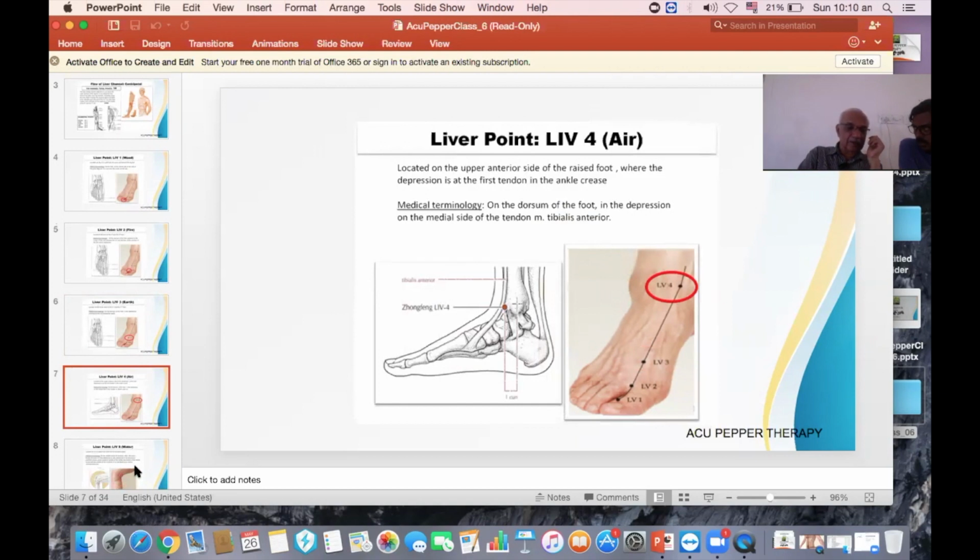Sleeping disorder. You ask me whether liver 3 can be given for sleeping disorder. No, generally they are not for sleeping disorder. For sleeping disorder, the best point is heart challenge.